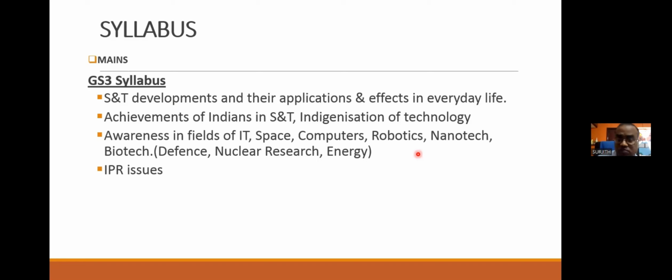Recently this is very important because, as I said before, our Prime Minister has signed an agreement with the United States of America regarding many technology transfers that will come under indigenization of technology. They may ask you a question: by buying those technology transfers, how is it going to impact India? You need to study the positive impacts and also the negative impacts. So that is the term called indigenization of technology.